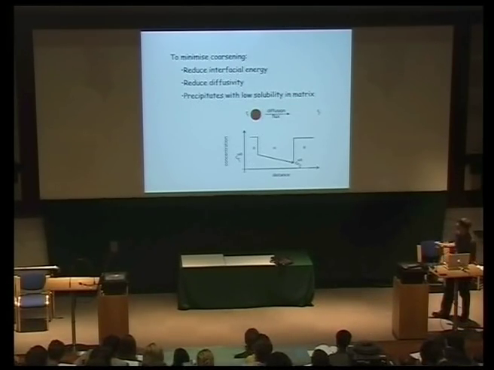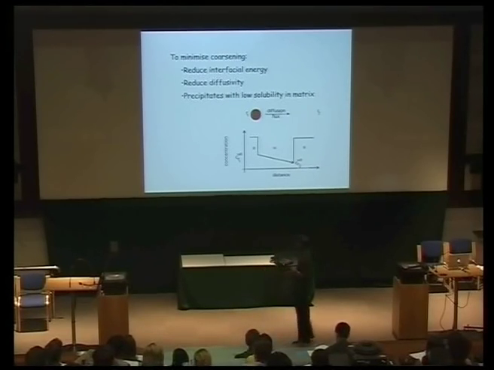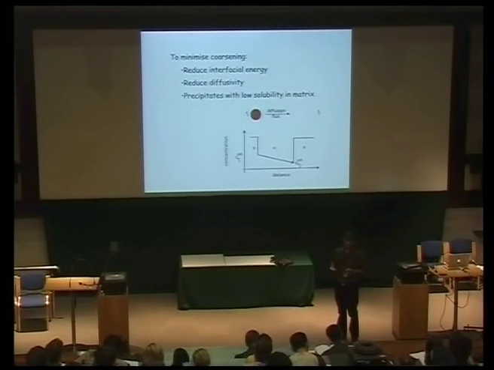So three ways. One is that we reduce the interfacial energy by using particles which are, for example, coherent with the matrix. Of course, there is a problem that as the particles grow, as they coarsen, they will eventually become incoherent. And that's why all these materials have a certain life.